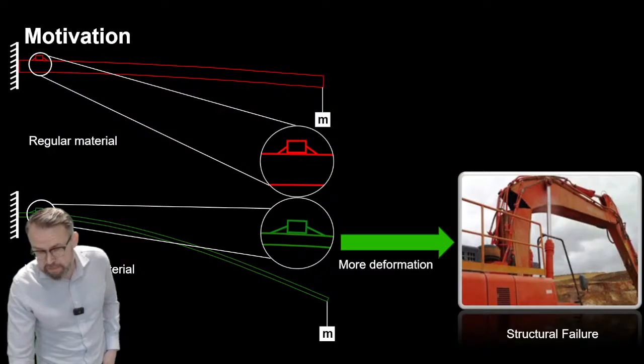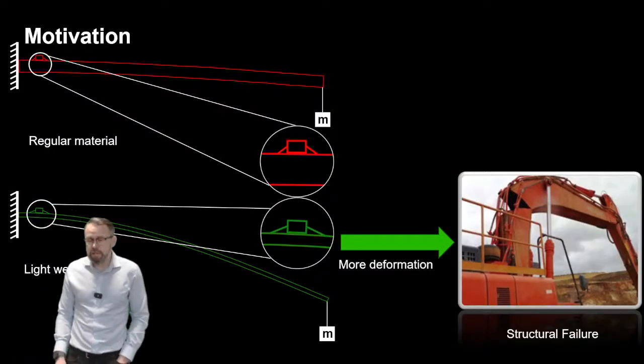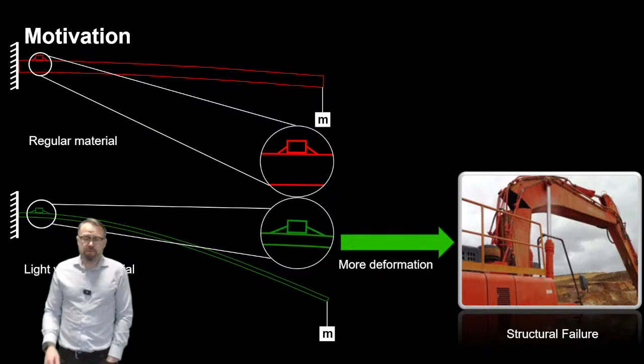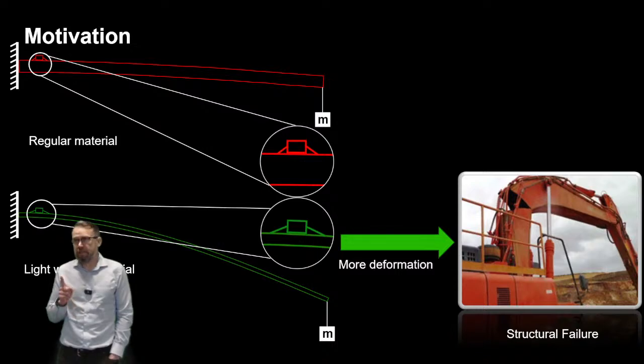But as a major trend, there is a desire to build heavy machinery to be more lightweight. And the easiest way to make that happen is to use high-strength steel. High-strength steel can handle higher loading than conventional steel, but comes with a big problem. And the big problem is that dynamics becomes more significant.